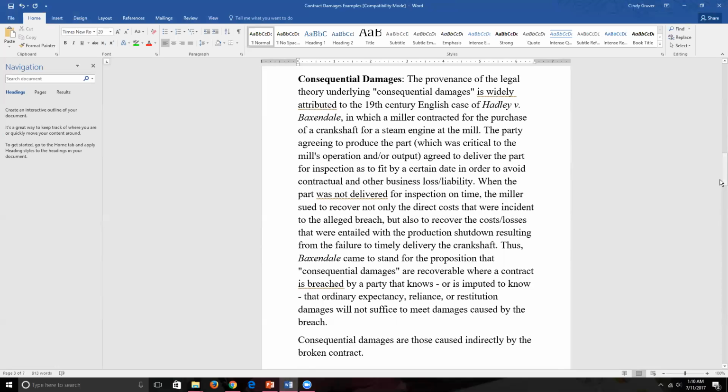If the miller had had a second crankshaft that he was able to use, then he wouldn't have experienced those consequential damages. And the crankshaft manufacturer wasn't in a position to know whether or not the miller had a backup crankshaft.